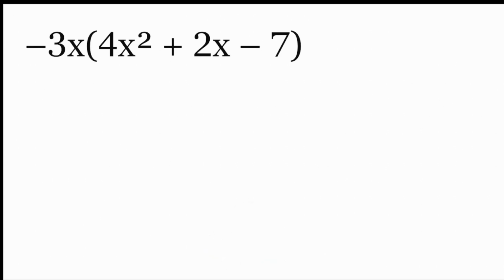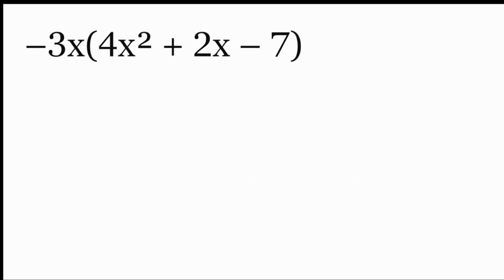Here we go. So first off, we have a negative 3x outside of the parentheses, and then we have 4x squared plus 2x minus 7 inside. Everybody, can you tell me how many times we're going to be distributing the negative 3x? How many times are we going to distribute it? Correct. That's going to be 3 total times. Let me go ahead and show how that's going to happen.